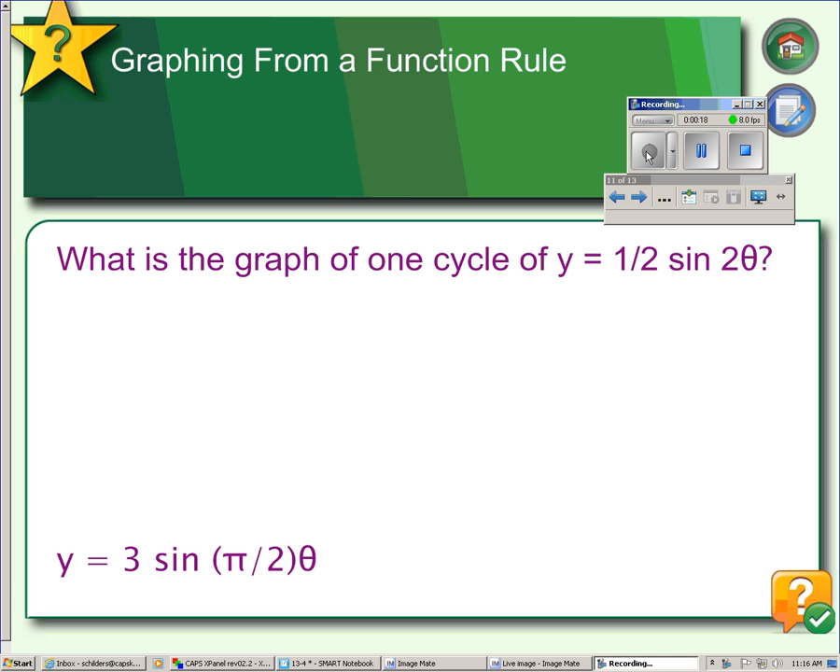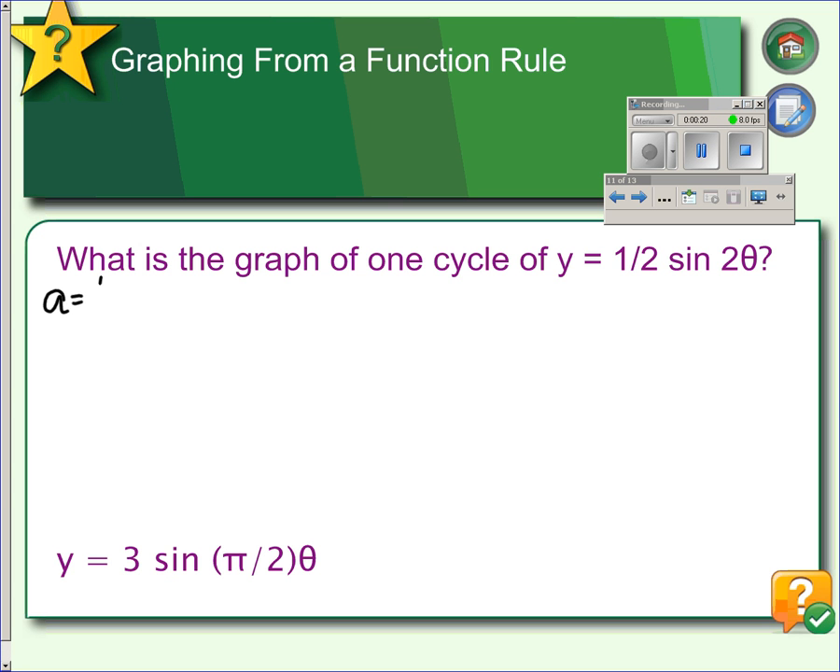So we know that the amplitude is 1/2. We know that the b value is 2. And so the period of the function will be 2 pi divided by b, which is 2. So the period is pi.